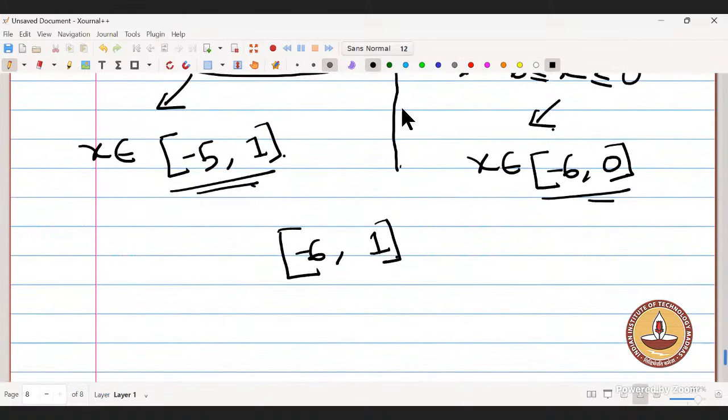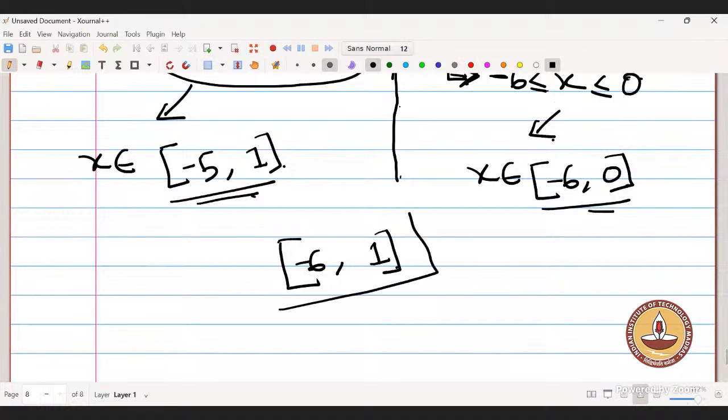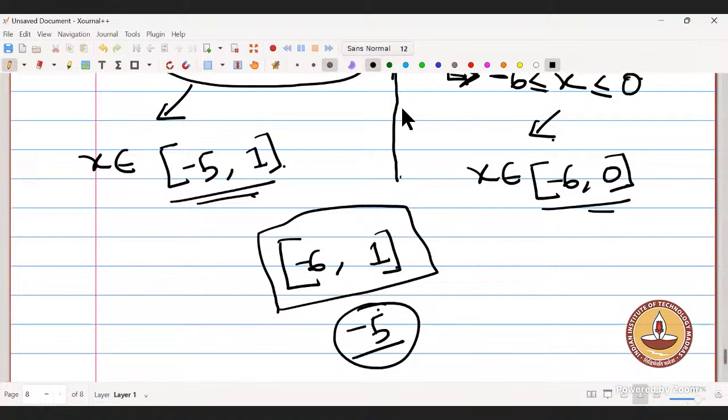And yeah, so if this is matching with the answer, then probably I will take it. Now they have asked A plus B, so we simply have to add this: minus 6 plus 1. It will be -5. Yes, if it is matching.